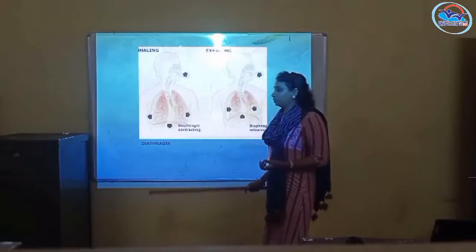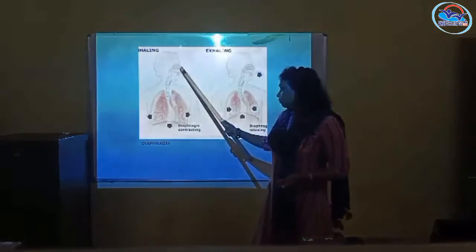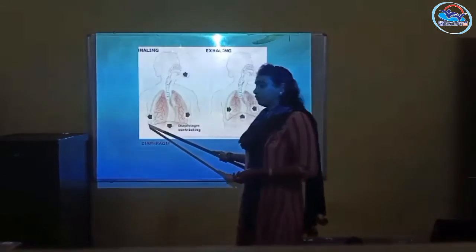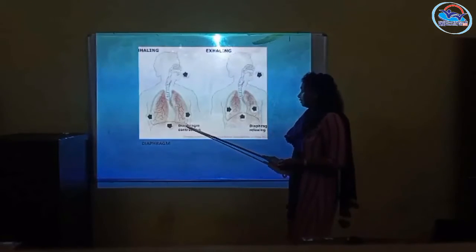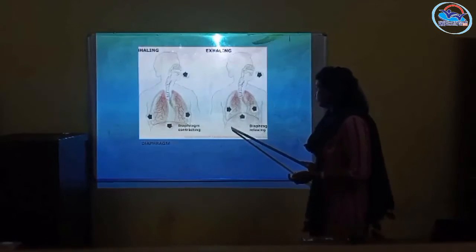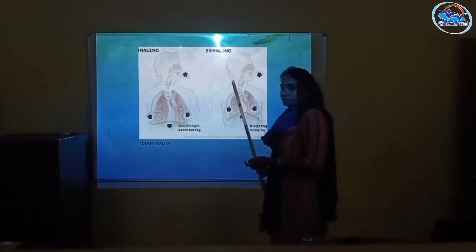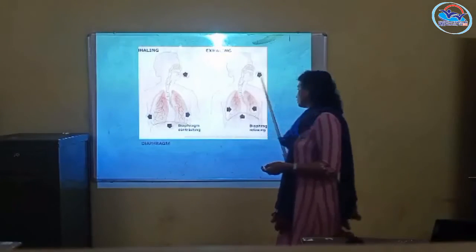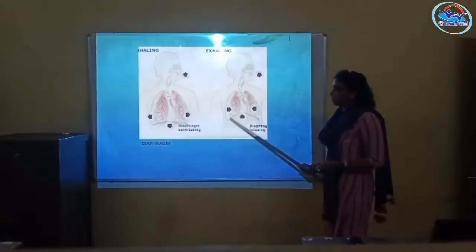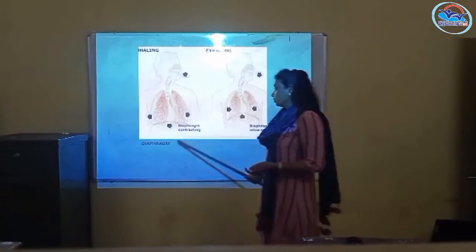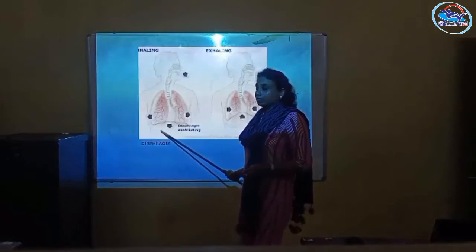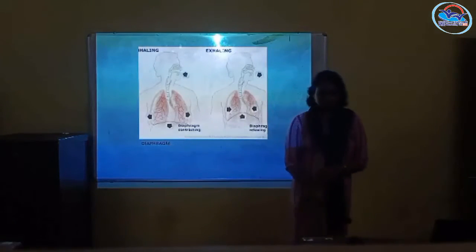It helps in breathing. Here, during inhalation, the diaphragm flattens, and during exhalation, the pressure inside the lungs becomes less than the atmospheric pressure, and the diaphragm relaxes here. The main function of the diaphragm is to help breathing.